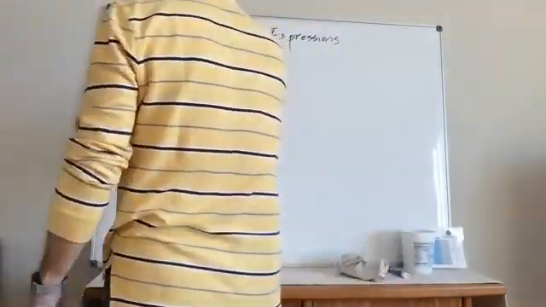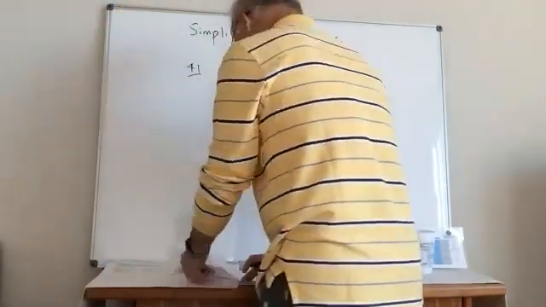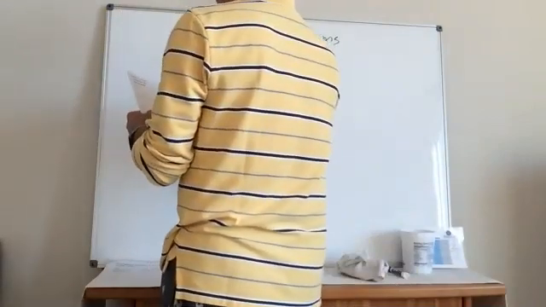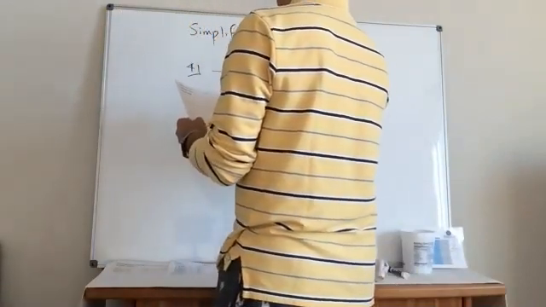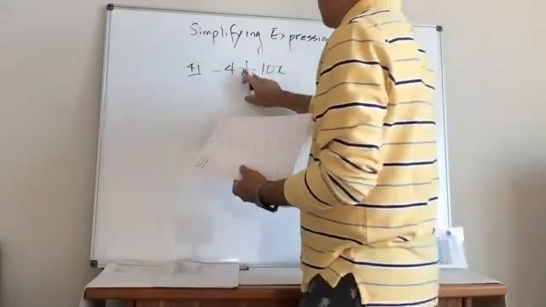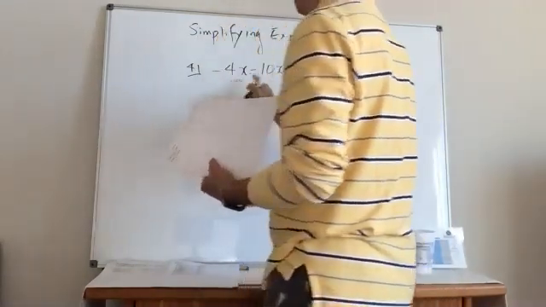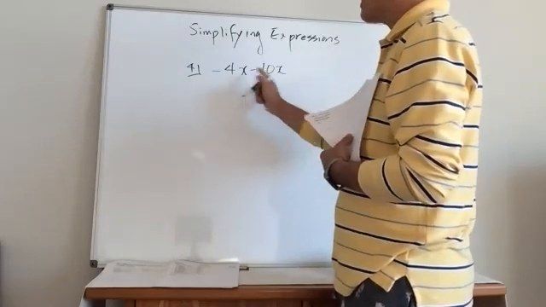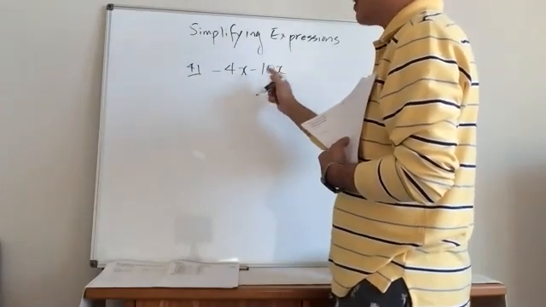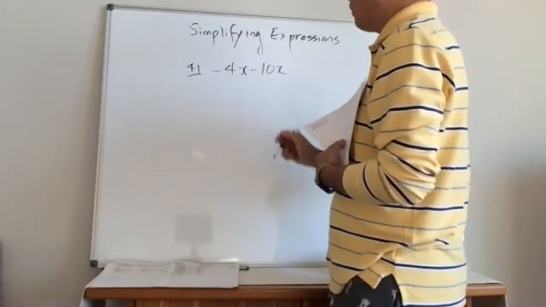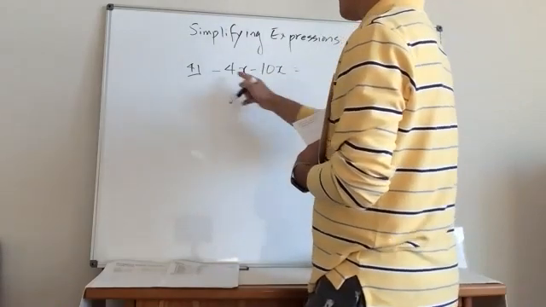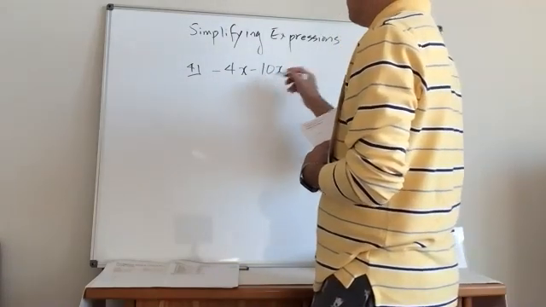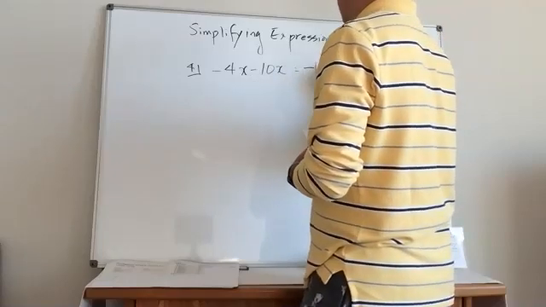Number 4. Negative 4x minus 10x. Here I have 2 terms, but they both contain an x, so they are the same term. I can go ahead and combine these 2 together. It's going to be negative 4 minus 10, so it's minus 14x.